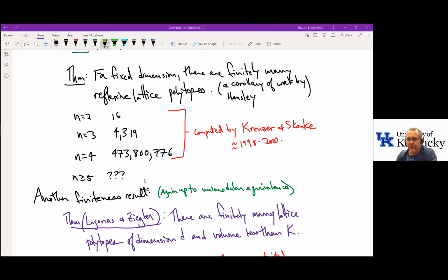For n greater than or equal to 5, nobody knows, and it's probably not feasible to actually compute this number. But hey, that's cool.